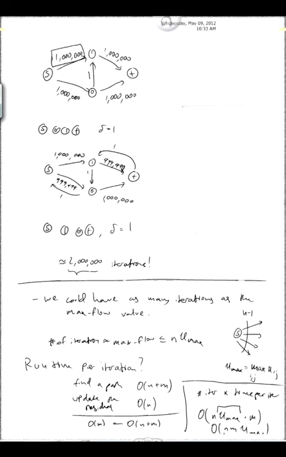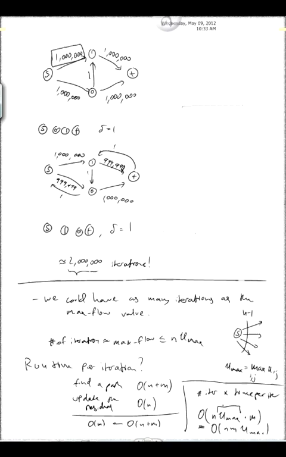The n times m part here doesn't worry us too much. I mean, even though n times m is significantly slower than the n plus m algorithms and the n log n types of things that we saw for Dijkstra's, what's really the problem here is this u max. So in this example, we have a very small number of edges and a very small number of nodes, but it still takes forever because these capacities are big.